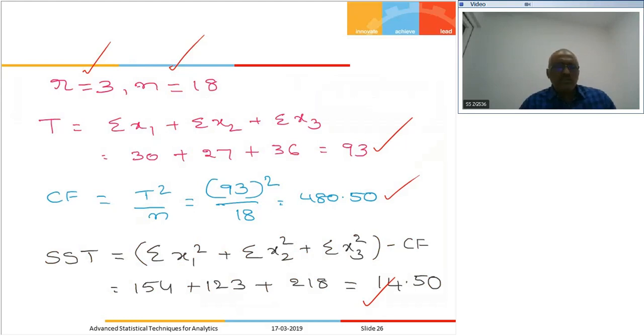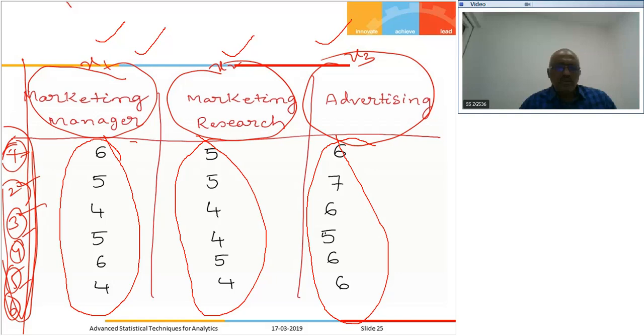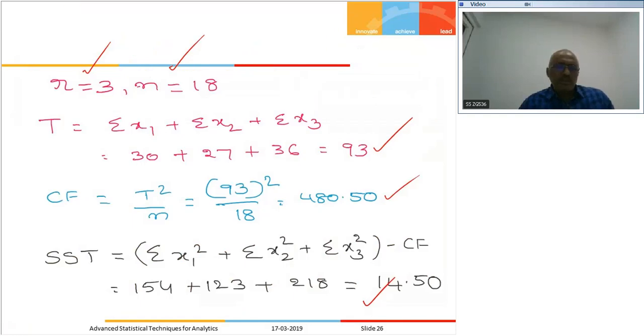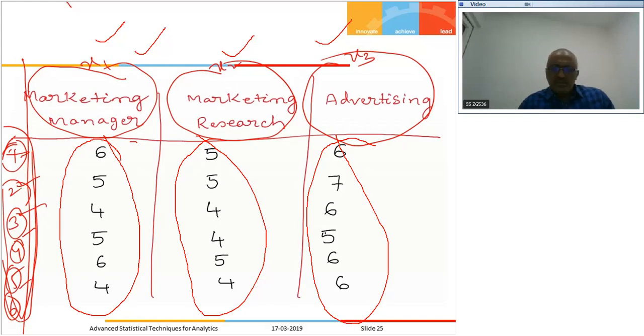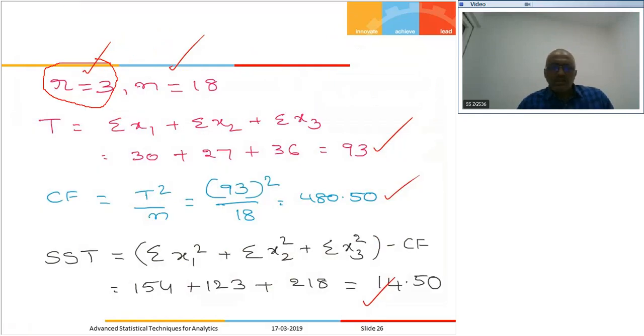So here R is 3, that means the number of groups, the number of populations we are going to work with. So R equals 3, and N equals 18, the total number of points we had. 3 is the number of groups and every group contains 6, therefore N is 18. And now simple calculations. I think it may be boring for you.